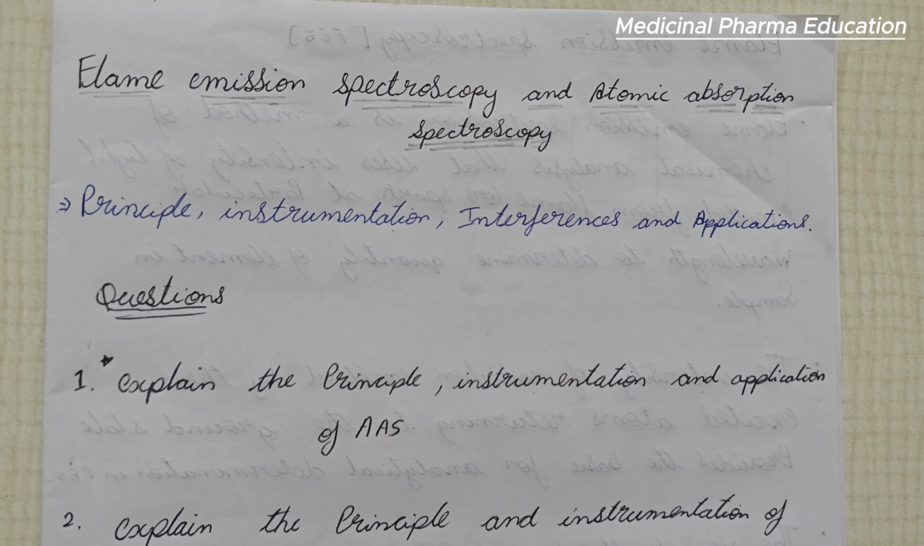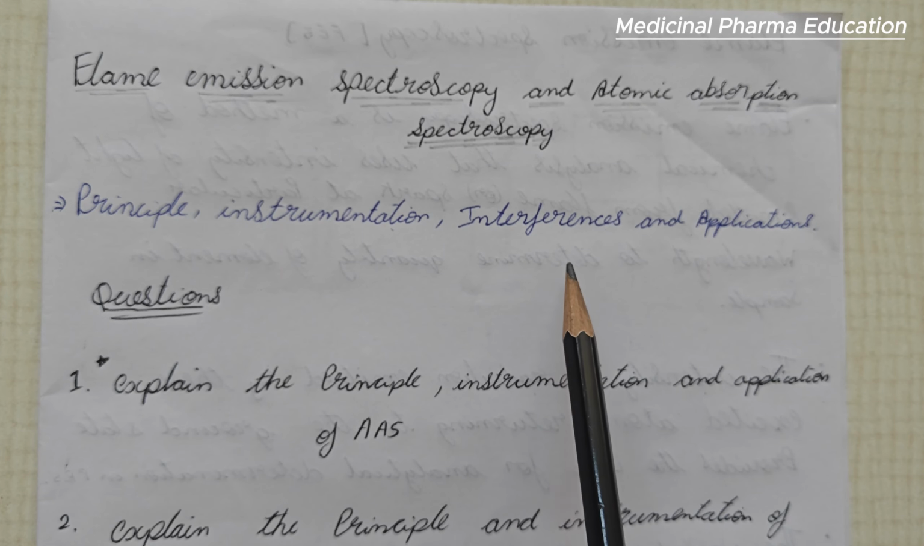We have completed UV visible spectroscopy, IR, and spectrofluorometry. Today we are going to start flame emission spectroscopy and atomic absorption spectroscopy. In today's class, we will discuss the principle involved in flame emission spectroscopy and the instrumentation. In the next class, we will complete flame emission spectroscopy with interference and the applications involved.